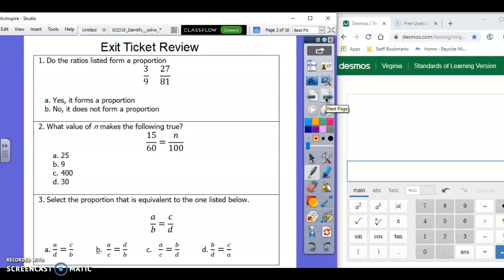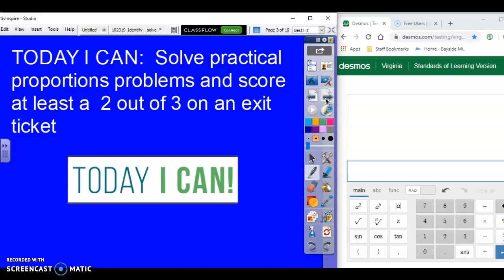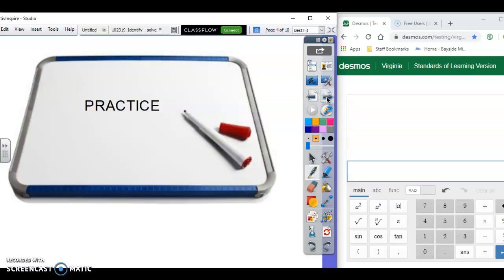All right, so I already went over the exit ticket review in a separate video, so you can click on that if you need to and if you haven't already done it. So here's our target. Today I can solve practical proportion problems and score at least a 2 out of 3 on an exit ticket. So we're just going to get started with some practice.